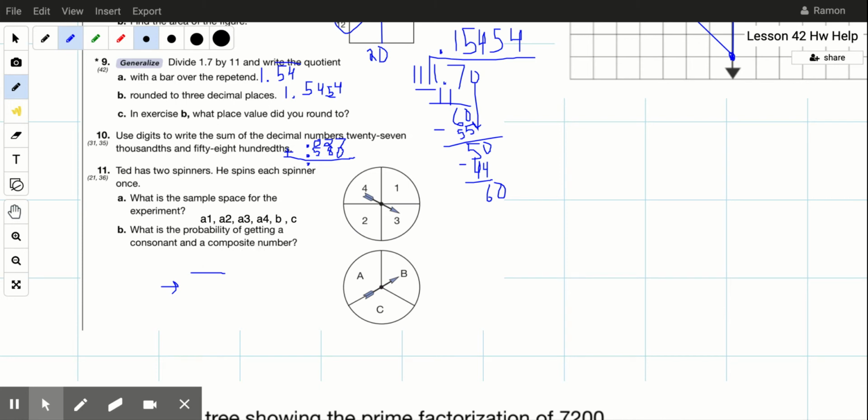Now, there's only one prime number on there. So you have to make sure you look for all the letters that are consonants, so B and C, that also have the only composite number, and that will be your numerator.